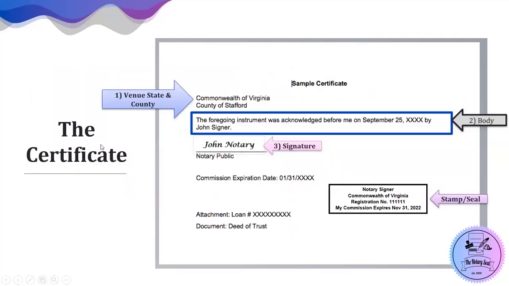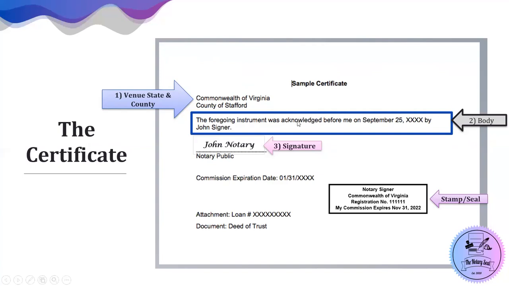Okay. So you see here, there are 4 main components. The first one is the venue, and that's going to be the state and county. So you see here, Commonwealth of, what's the state? Virginia. County of where? Stafford. And this is just an example. Okay, and then the next section is the body. The body will vary depending on the certificate. This is just one example, and it says the foregoing instrument was acknowledged. So what does that mean? It was acknowledged. So what does that mean? Does that mean this is a jurat or this is an acknowledgement?